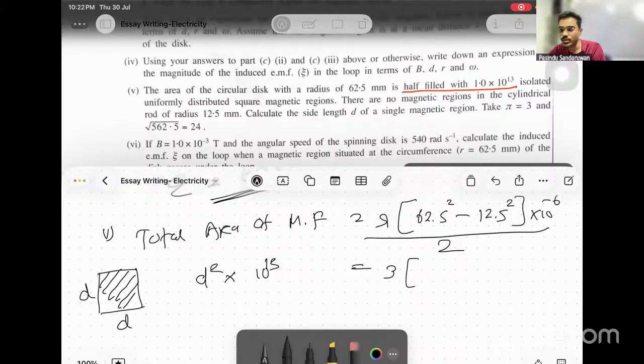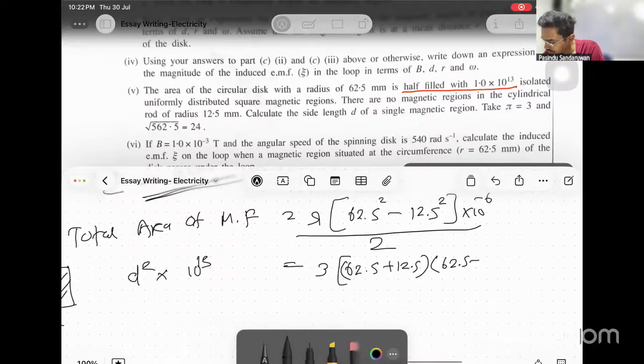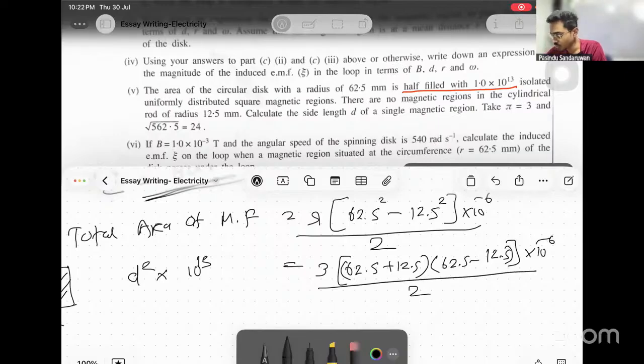Then we have to simplify this now. 62.5 squared, right? Now that's a simplification. 62.5 and 12.5. 12.5 is common, right? Then when we simplify manually, we can write it as a square of a difference, the square of 2. Then we can write this as 62.5 plus 12.5 times 62.5 minus 12.5, right? Then 10 to the power minus 6 over 2, right?